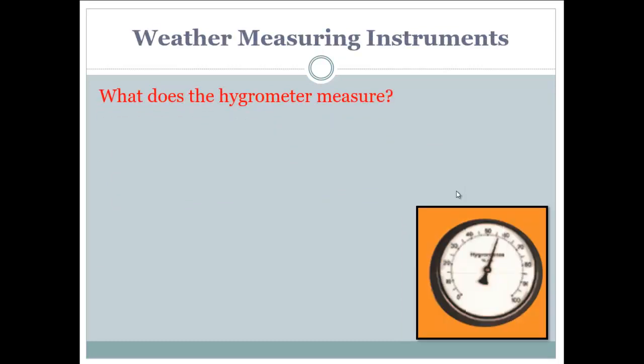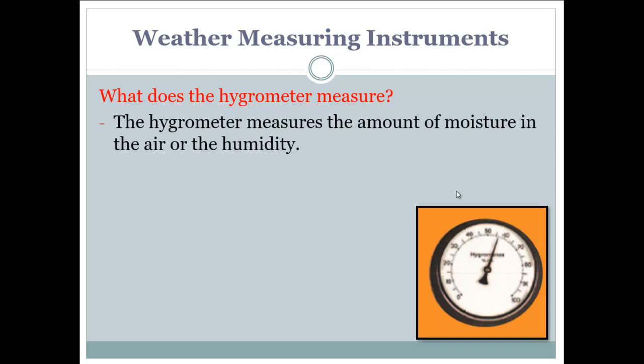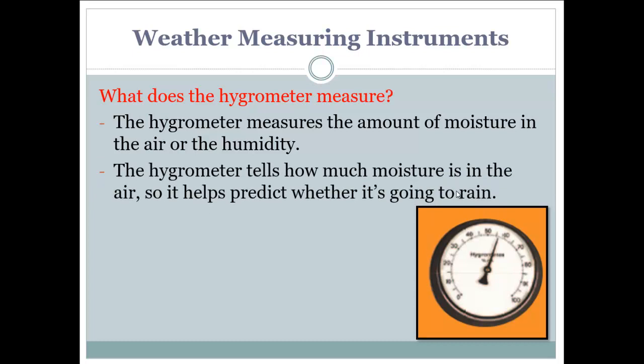The second instrument is the hygrometer. What does it measure? It measures the amount of moisture in the air, or the humidity. It measures the amount of water vapor in the air. The hygrometer tells how much moisture is in the air, so it helps predict whether it's going to rain. That's why it can predict whether it's going to rain or not.